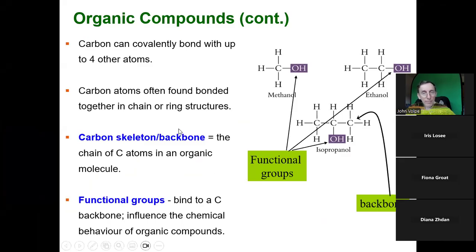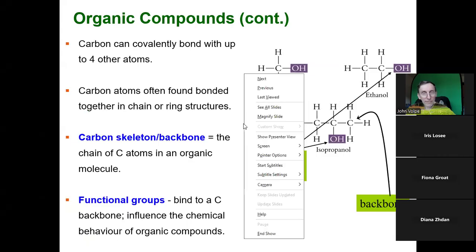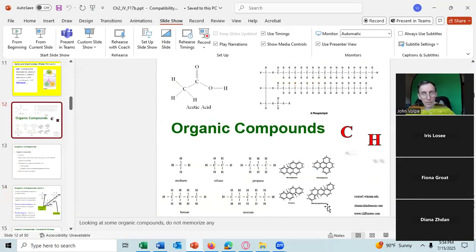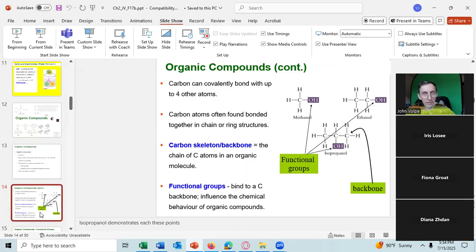So the ring structure is these molecules here, and then that's the other structure called the chain. So there's a chain structure.